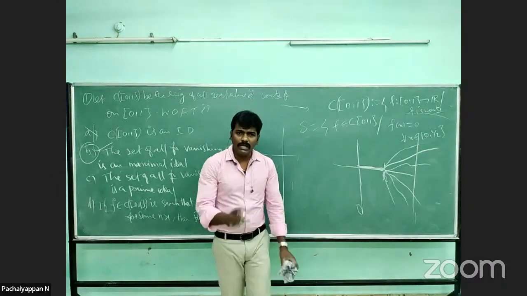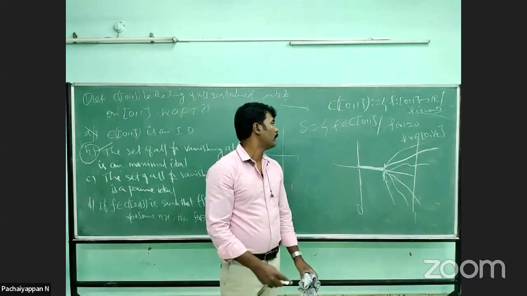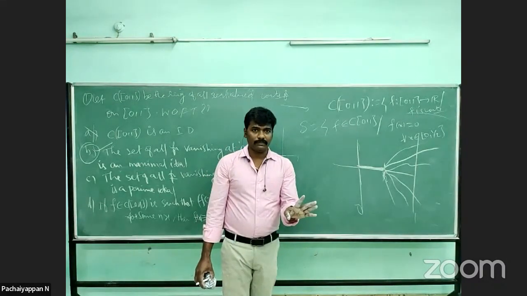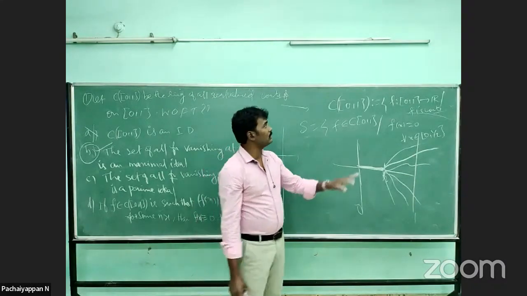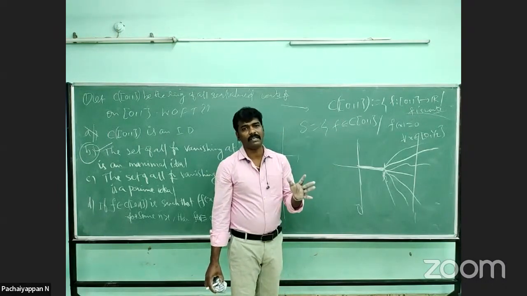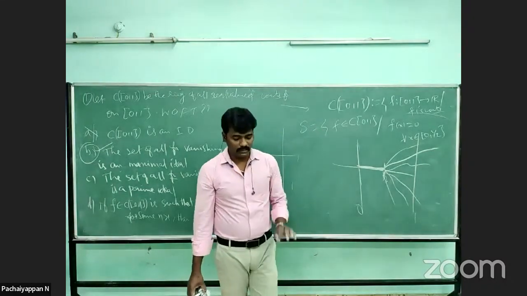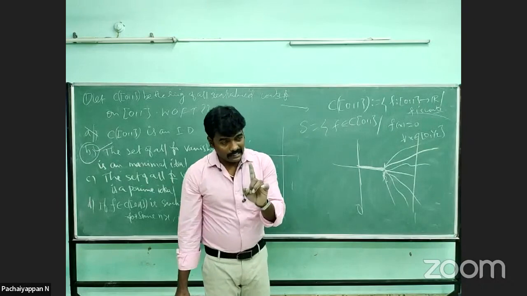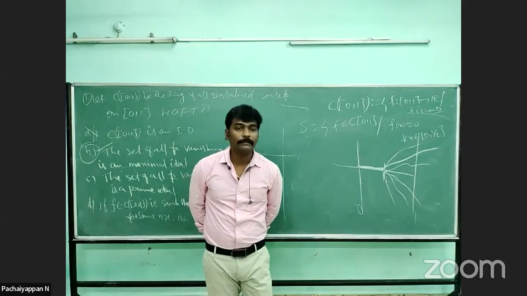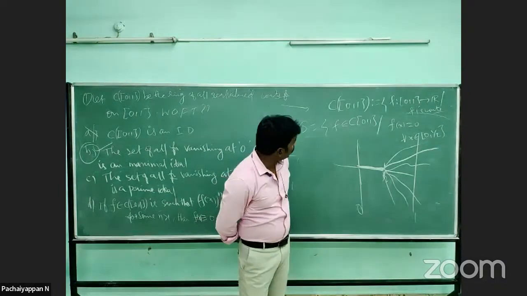Another question I would like to ask the participants. All polynomials are continuous functions, you know this very well. So every polynomial function is also an element of C[0,1]. If you take any polynomial of degree 1 or 2, whatever it may be, it is an element of C[0,1]. Now the question: does there exist at least one non-zero polynomial in S?